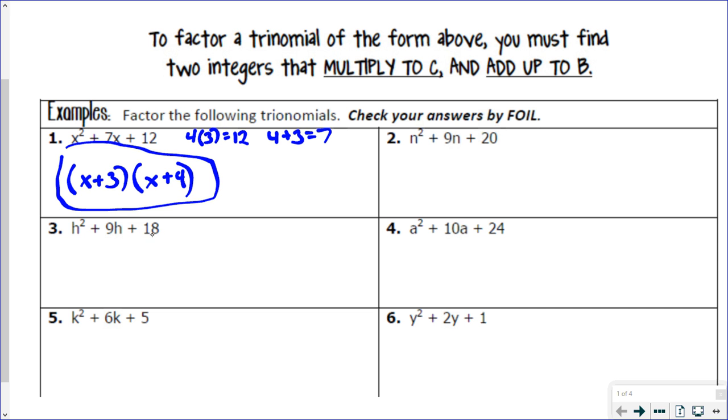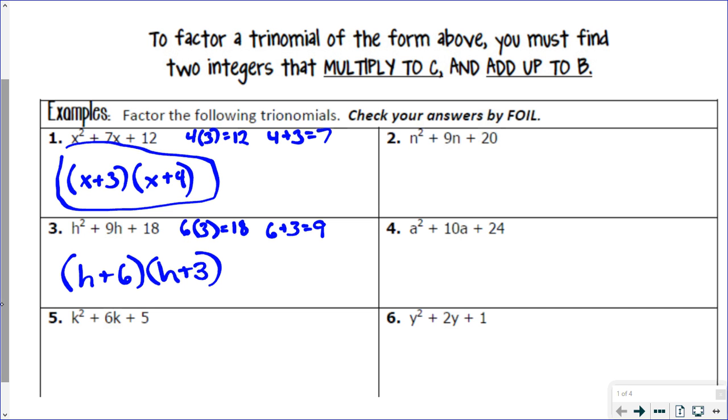What are a couple other factors of 18? What about 6 and 3? 6 times 3 equals 18, and 6 plus 3 equals 9. So it's 6 and 3. My factored solution is h plus 6 times h plus 3. And I could put the h plus 3 first and the h plus 6 second, it doesn't matter. That's the answer.